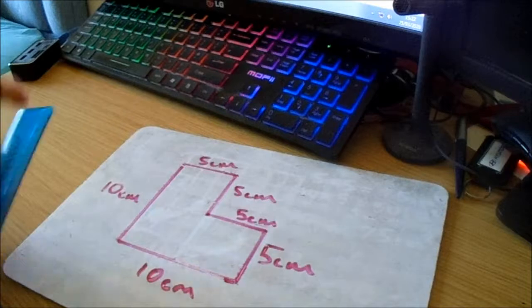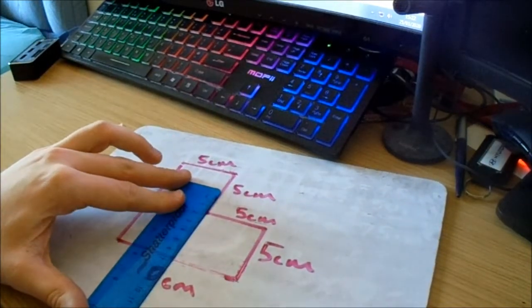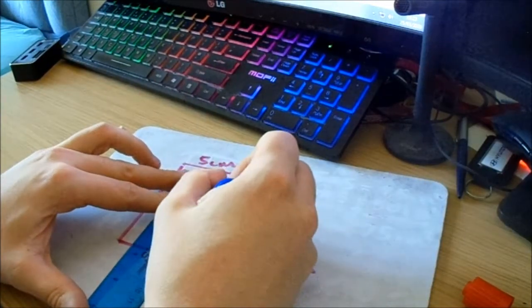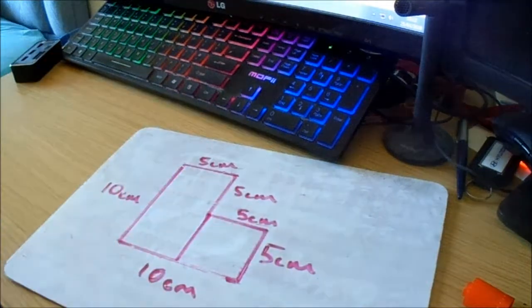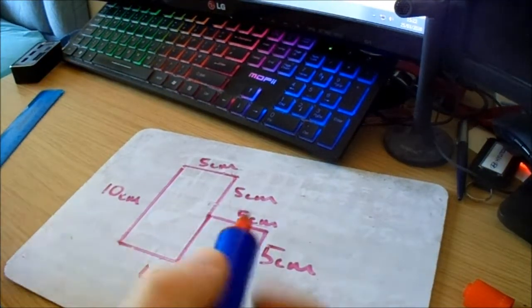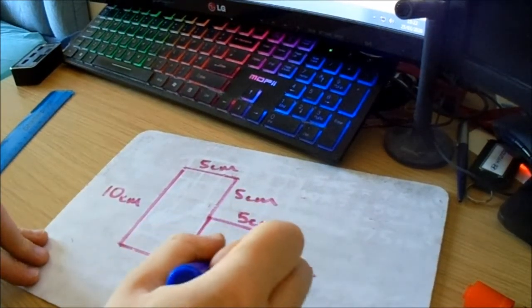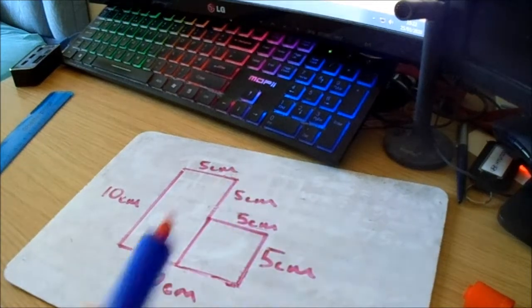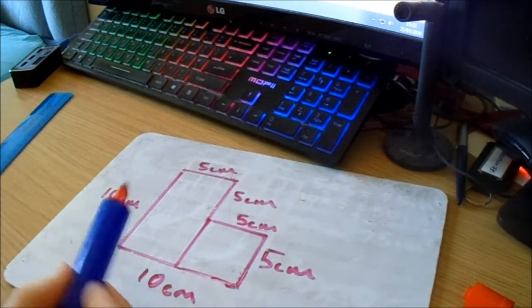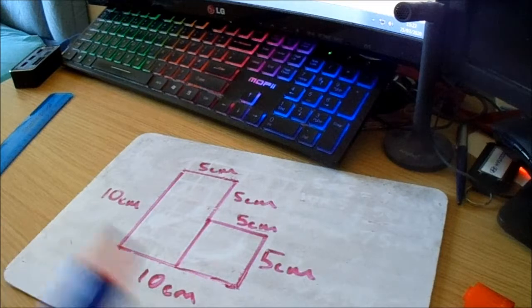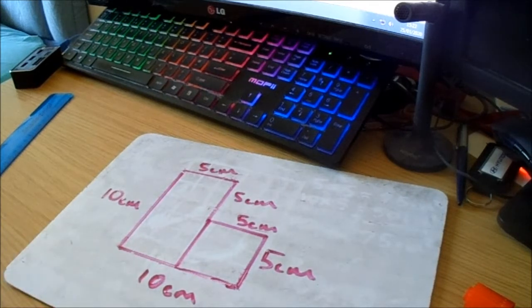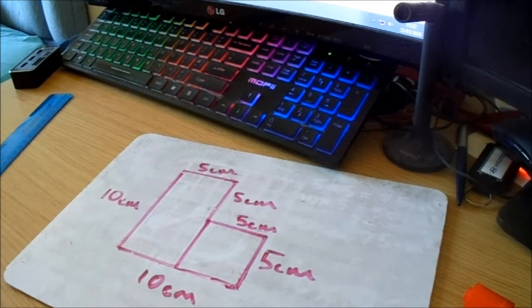Now for this first one I'm going to split it so that I have a square and a rectangle. As you can now see, I have a square here and I have a rectangle here. Now I can work out the individual areas of both of these shapes and then I can add them together at the end to give me my final answer.